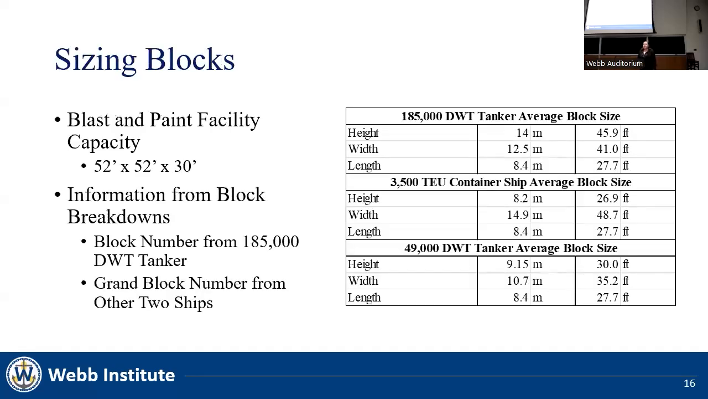The blocks were sized against the maximum capacity of the block and tank facility currently at NASSCO, which has a maximum block capacity of 52 by 52 by 30 feet. Therefore, the sizes on the screen must fit within those bounds.